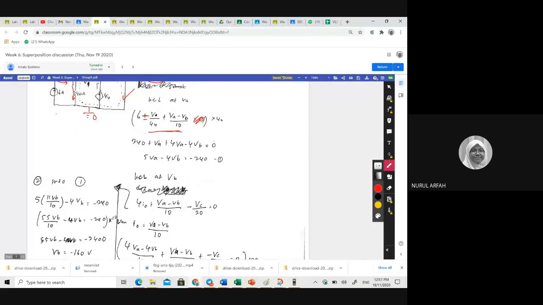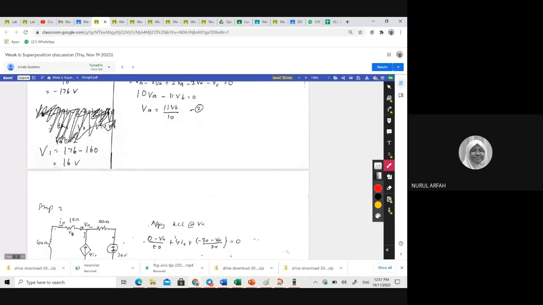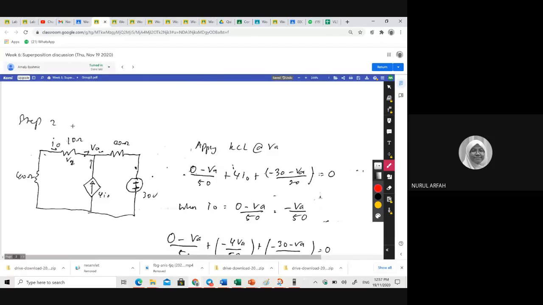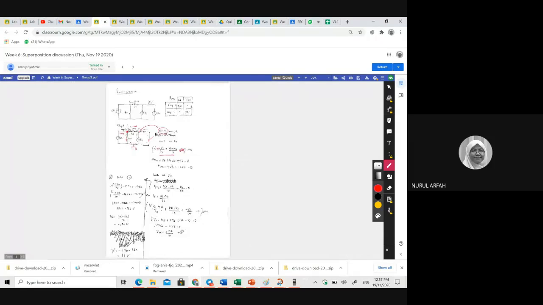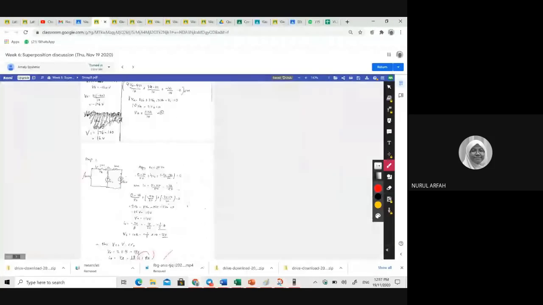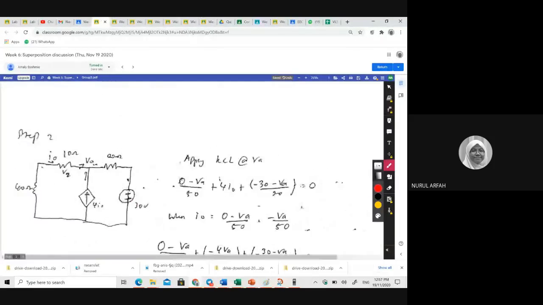But how did you get the correct answer at the end? Okay, he changed the one below. Okay. This one, yes, correct. You turn off the current source, so there's no more current source here. Okay, and then you apply at VA. This one, okay or not? Negative up, negative here, positive here.